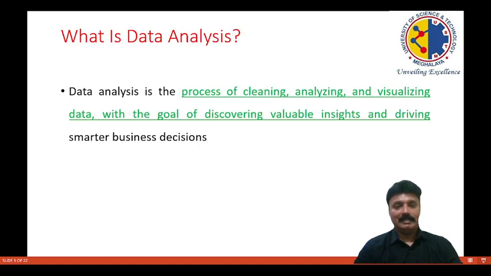So what is data analysis? Data analysis is the process of cleaning, analyzing and visualizing the data. We analyze the data for processing purposes, with the goal of discovering valuable insights and driving smarter business decisions. Once we analyze and process the data, we can take decisions on any kind of business application and make a profit.